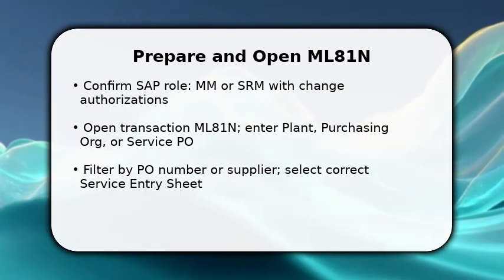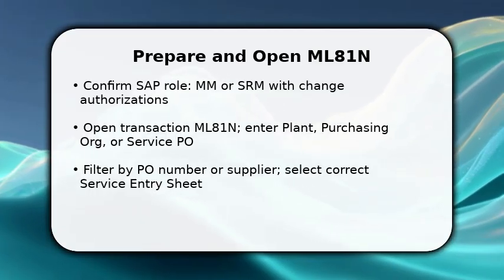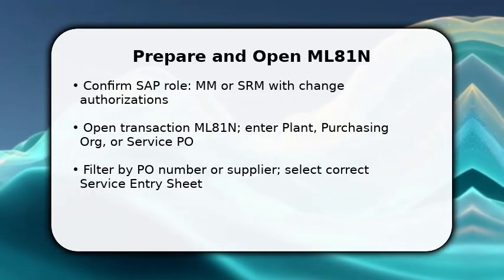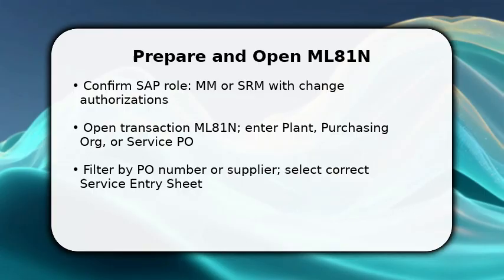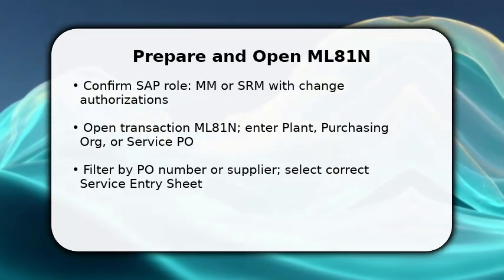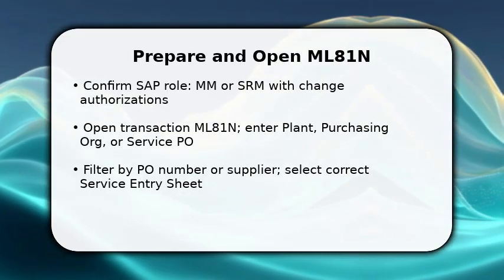You begin inside ML81N with the right authorizations. You need service processing rights. Enter the plant and purchasing organization, then type the service PO or supplier ID to narrow results. Once the list appears, locate the service entry sheet you must change and open it in edit mode.